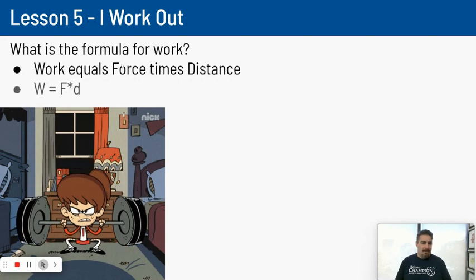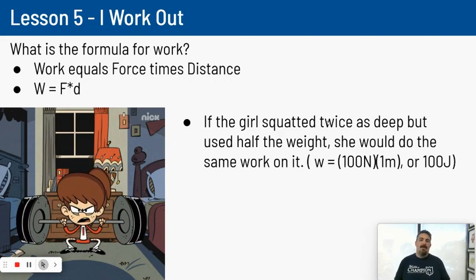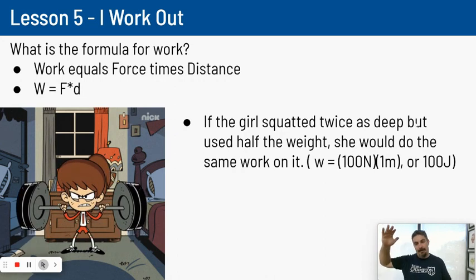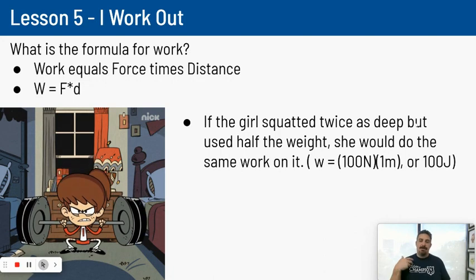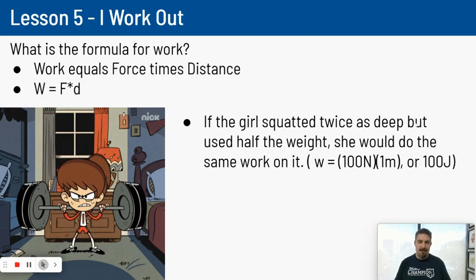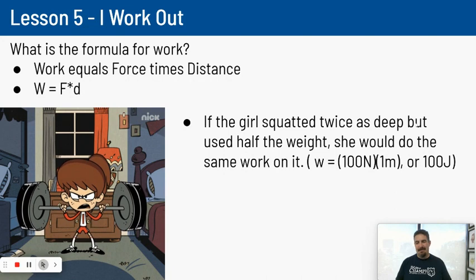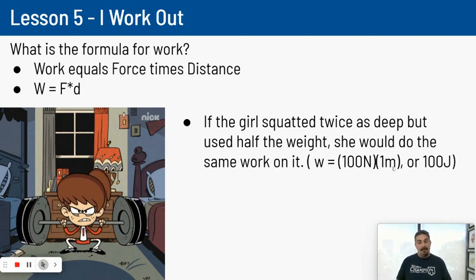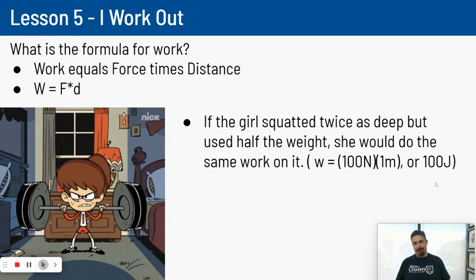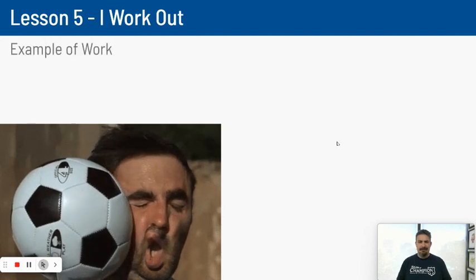So if work equals force times distance, right? If this girl was squatting twice as deep, so a whole meter down, whole meter up, but had half the weight, she would do the same work on it. That's why, if you have good form and move the weight a lot, you get just as much work out of it, even if it's less. Here we have only 100 newtons, right? But it's 1 meter, and we still get 100 joules. That looks painful, wouldn't you say?